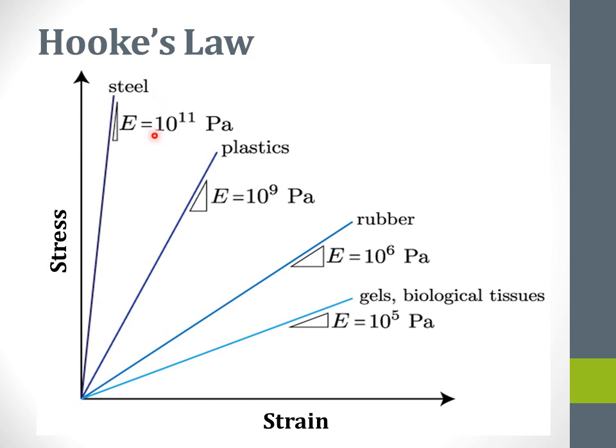We have steel having the highest slope and therefore having the highest modulus of elasticity of 10 power 11. And on the decreasing scale, we have rubber, various types of gels and biological tissues. We see rubber here, which we generally say is elastic in nature, to have a low modulus of elasticity at around 10 power 6 Pascal.